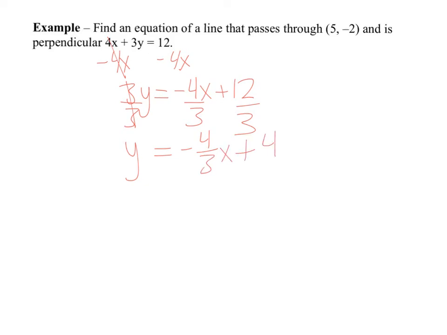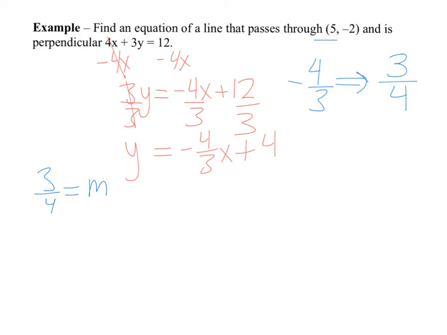So the line that is perpendicular to this line, its slope is going to be the negative reciprocal of -4/3. The negative reciprocal means that we take the number, we flip the fraction, so we switch the numerator and the denominator, and we also change the sign. Since this is negative, the negative reciprocal will be positive 3/4. So this is the slope of my new line. So I know what the slope is for my new line. It's going to be 3/4.